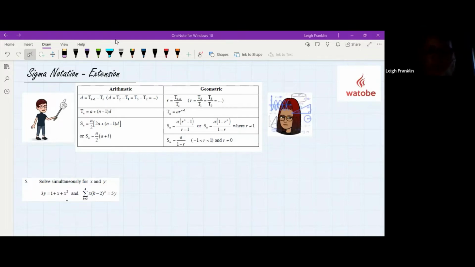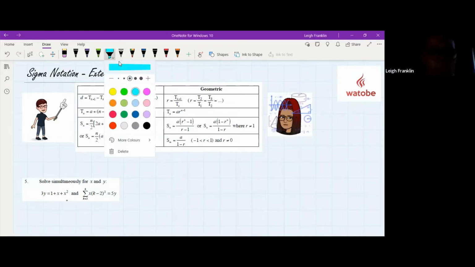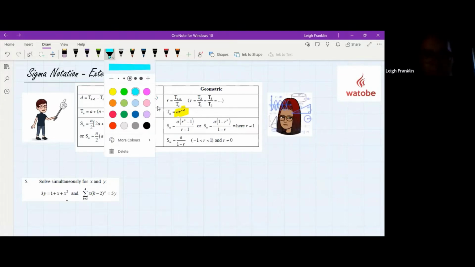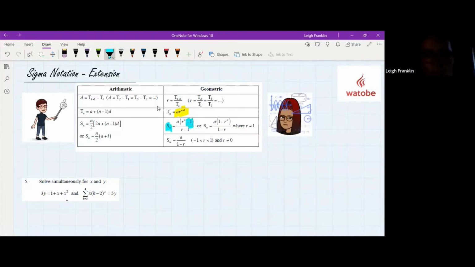When we want to calculate a geometric term, we use ar to the n minus 1. When we want to calculate a geometric sum, it's a open brackets r to the n minus 1 over r minus 1. Be very, very careful. This is what I was talking about a little bit earlier. Can you see that the minus 1 is in the exponent here? In our sum formula, the minus 1 is not in the exponent. That is a mistake that a lot of people make.